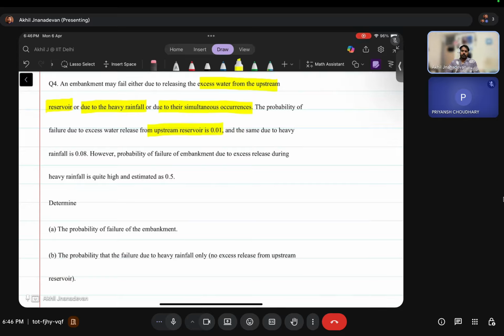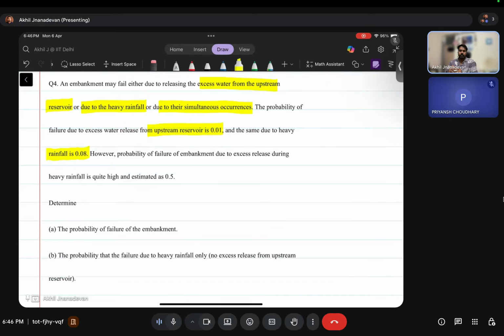So excess water from the dam or something from above, that is 0.01. The same due to heavy rainfall. So due to heavy rainfall, the dam can fail. These values you can see are very small, right? So we have to keep it at a very small probability, and in that way we are designing the dams, embankments, and all, because it is the rarest of events that can cause the failure.